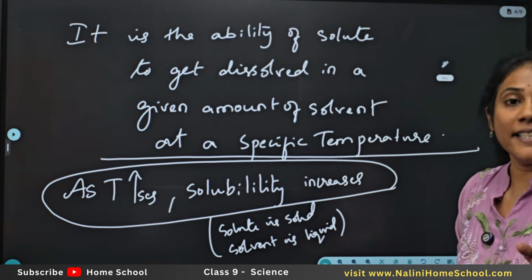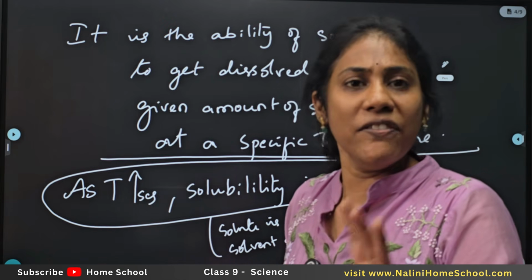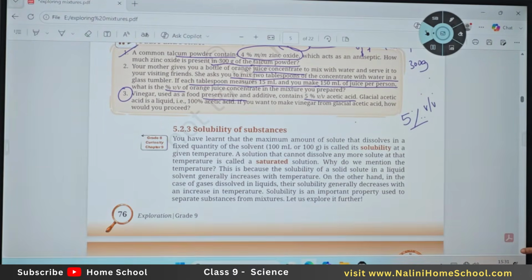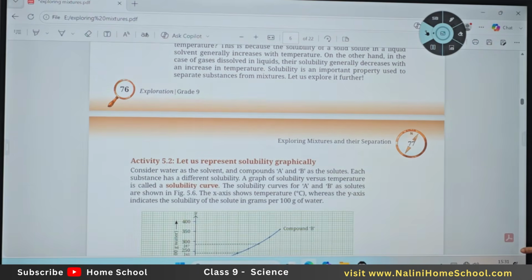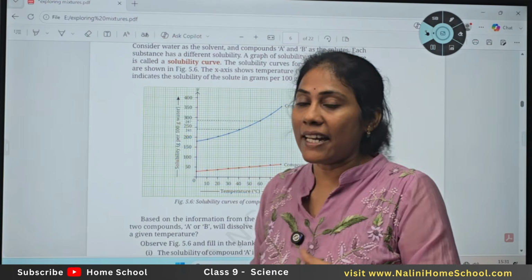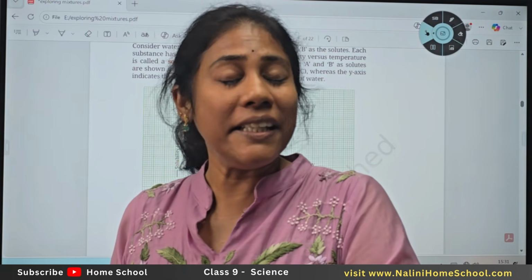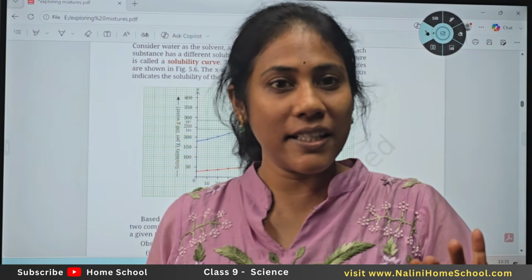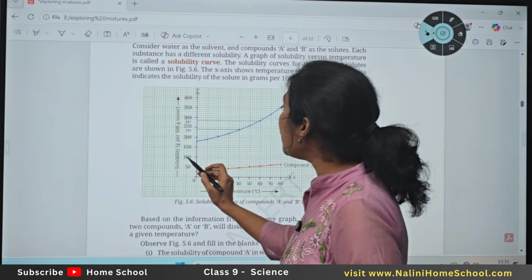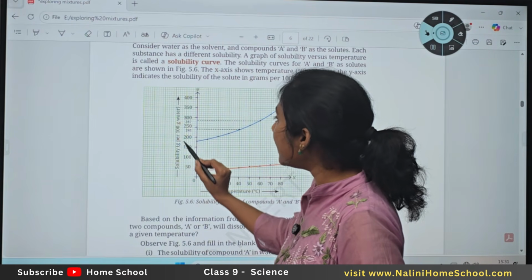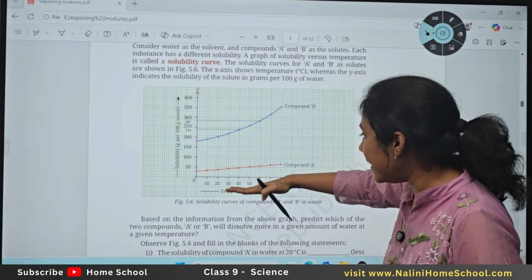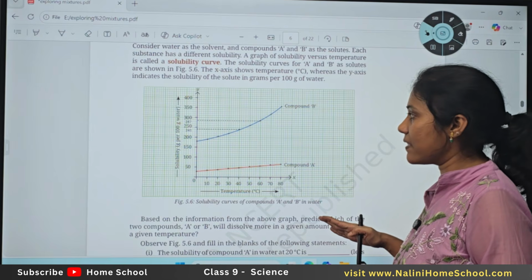So now in your NCERT, there is a graph. We will understand what that graph is. Look at here, guys. Under the solubility concept, we can actually study how solubility increases as temperature increases with the help of this graph. We will always plot a graph of solubility, so this is the solubility value on the y-axis, and we take temperature values on the x-axis.